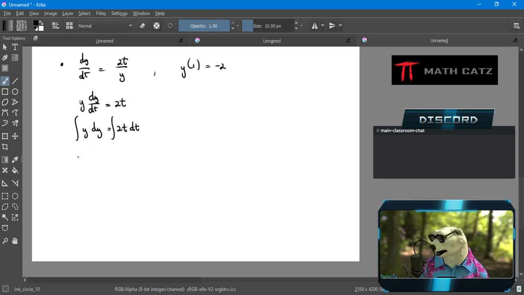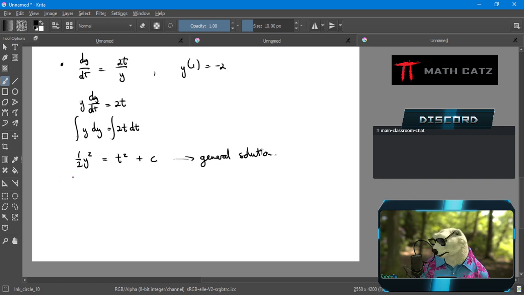The left-hand side, 1/2 y squared. The right-hand side, t squared. And my constants are all grouped together. That's my general solution.